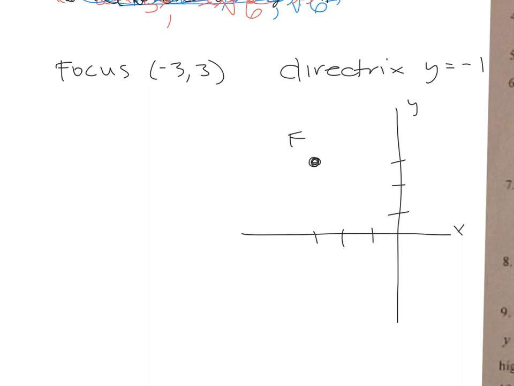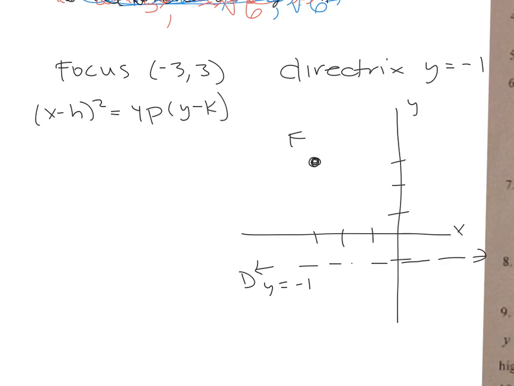So there's my focus, and my directrix is y equals -1. It's right down here. Okay, so what I want, this is my directrix, is I need to find the vertex, because remember the equation for a parabola is x minus h squared is equal to 4p times y minus k. All right, so I'm looking for h, k now.